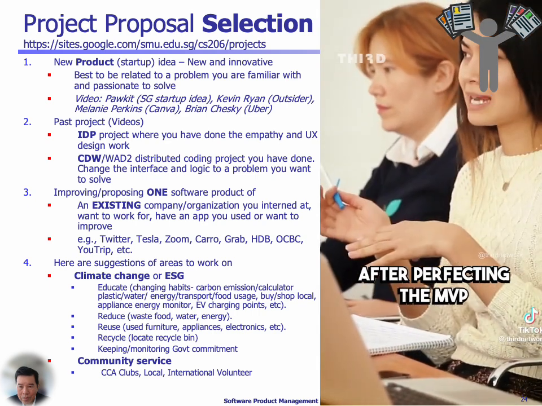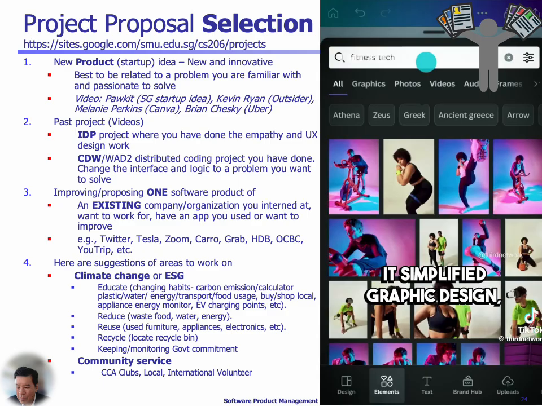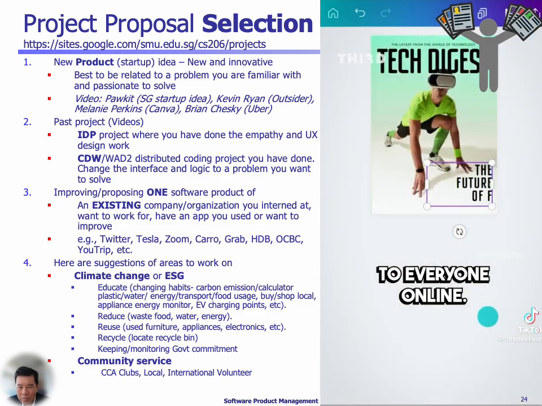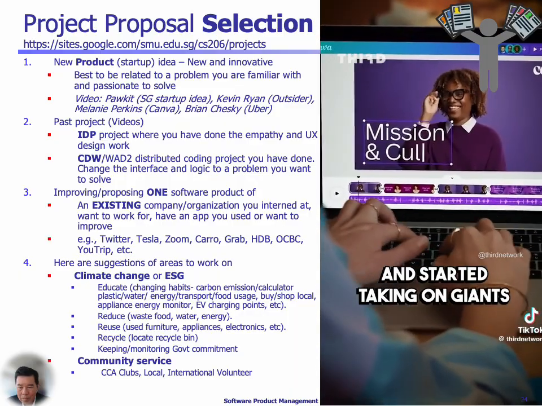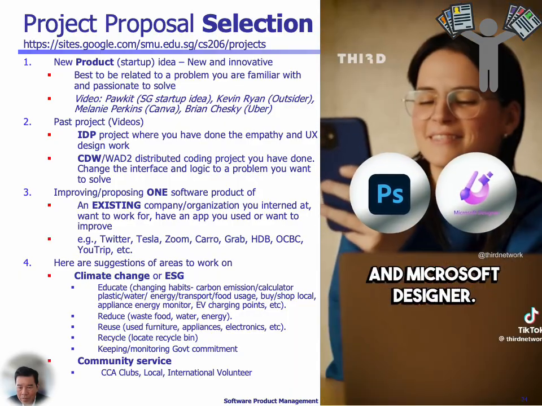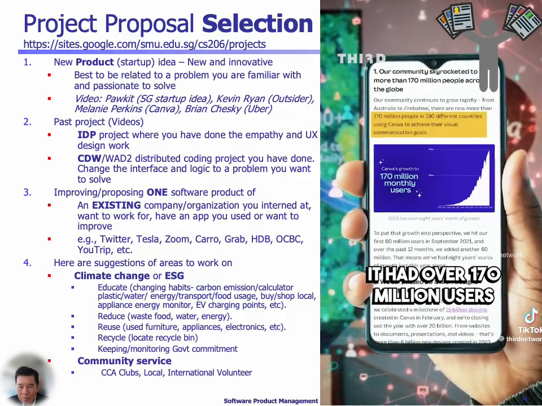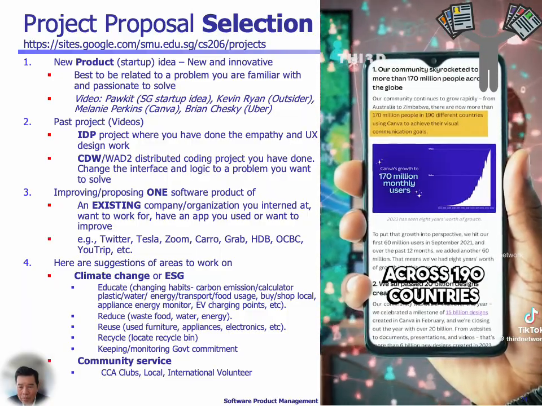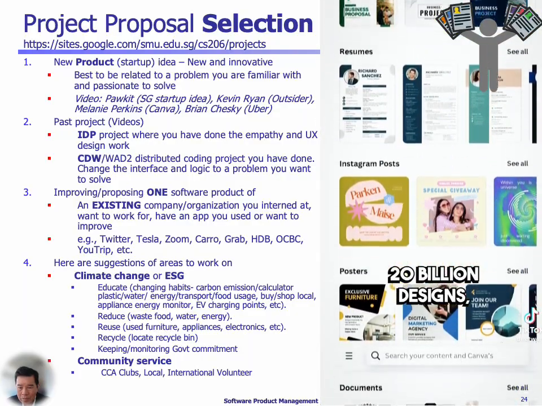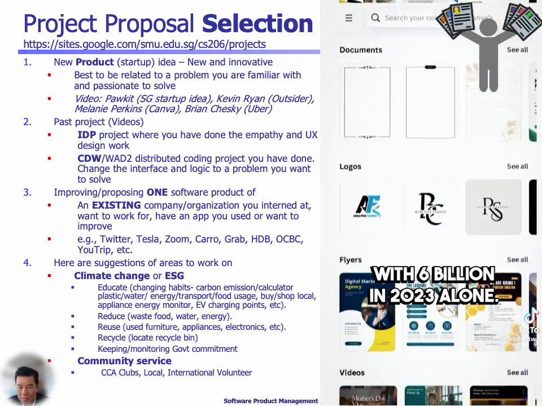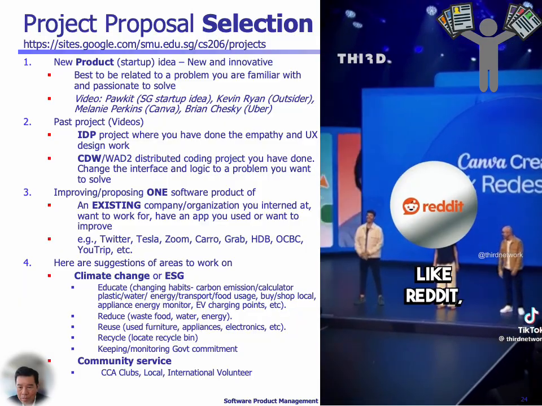After perfecting the MVP for over a year, they launched Canva in 2013. It simplified graphic design, making it accessible to everyone online. Over the next decade, Canva grew rapidly and started taking on giants like Adobe Photoshop and Microsoft Designer. By 2023, it had over 170 million users across 190 countries and was valued at $40 billion. Users have created over 20 billion designs, with 6 billion in 2023 alone. It's now used by 90% of Fortune 500 companies like Reddit, Zoom, and PayPal.